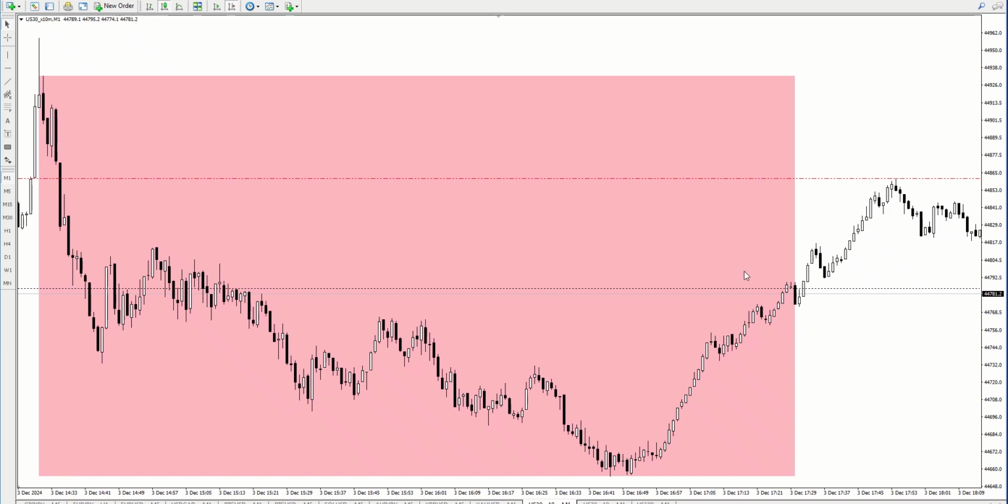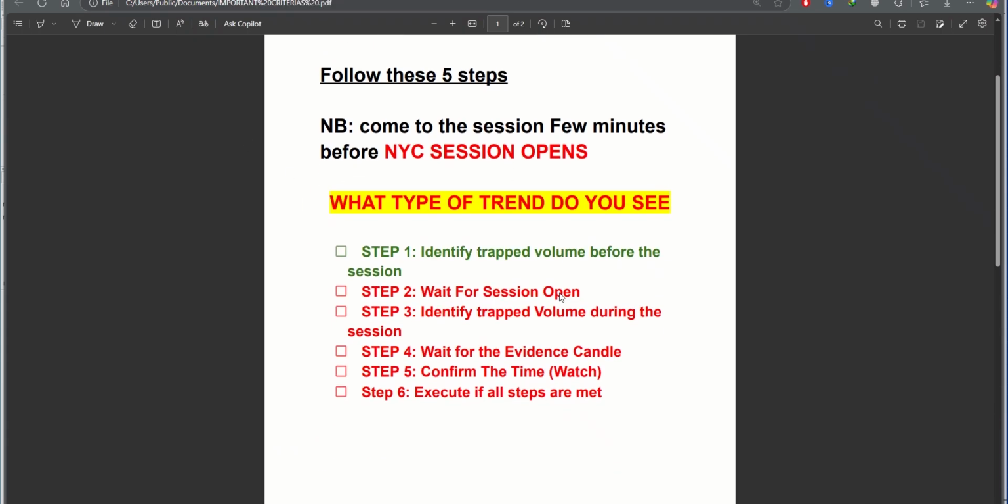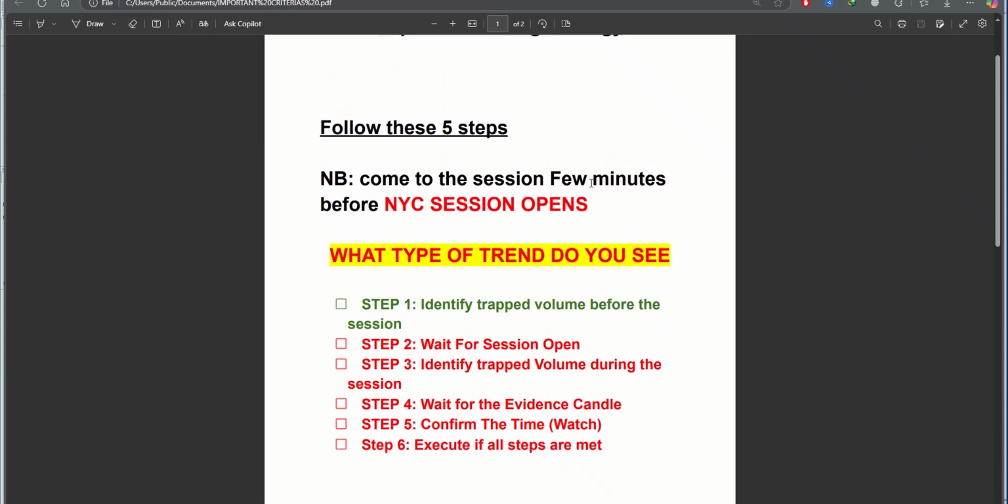So today I'll be focusing more on gold, but guys, I'll just go through yesterday and today because there's something important I want to share with you. As you already know, we have straightforward rules, okay? We come to our session a few minutes before the session opens, and we ask ourselves some important questions. And the first question to ask ourselves is, what type of trend do you see?